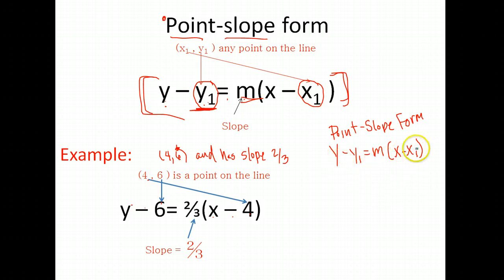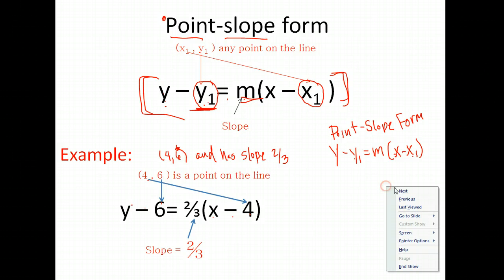Okay, that is the point-slope form of a line, and again, the x and the y that are just x and y will stay exactly that way. You will not replace them with anything. The x1 and y1 will be replaced with the x and the y from your point, and the m will be replaced with the actual slope of the line.